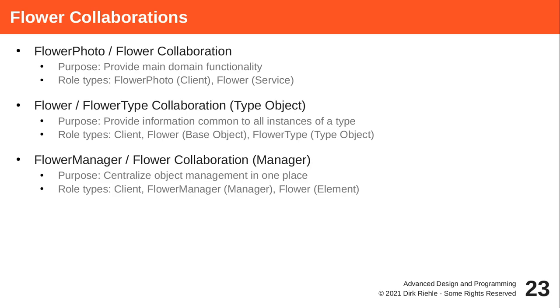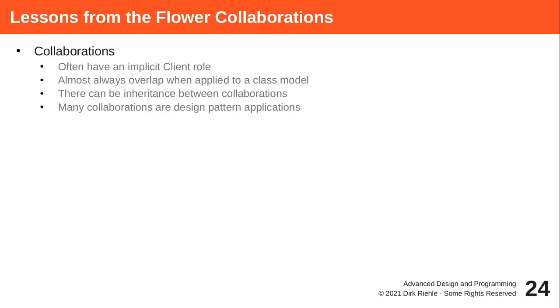So, as I just discussed, the flower photo with flower collaboration, that's the primary service collaboration. The flower-flower type collaboration, that's the modeling of what type of flower that is, that's the type object pattern. And then the flower manager with flower collaboration, that is the manager pattern, where you centralize the management of the flower objects in one manager object. So what we can learn from that example is that the client role often remains implicit. We kind of leave it open and dangling because our focus was on these classes and we ignored that they are clients, but of course they exist.